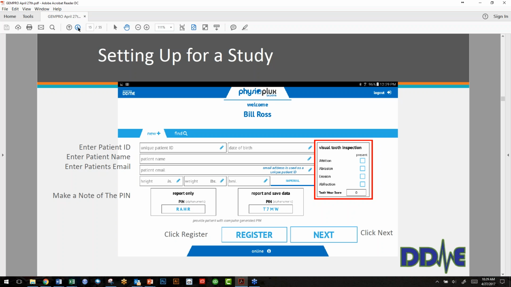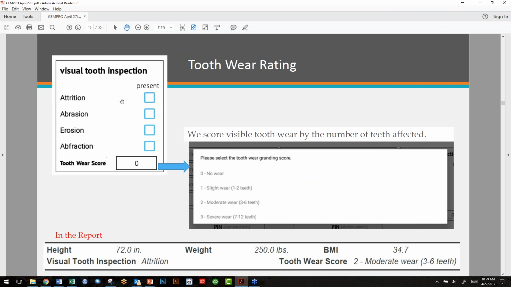And then you should take a note of it too, because if the patient loses that little piece of paper, they're not going to be able to do the test. Okay? You click register. Oh, I forgot to mention, you can also assess the type of tooth wear. We're doing some research at a couple universities, and they asked for this. And here's the 4 types of tooth wear, and then how many teeth are affected.